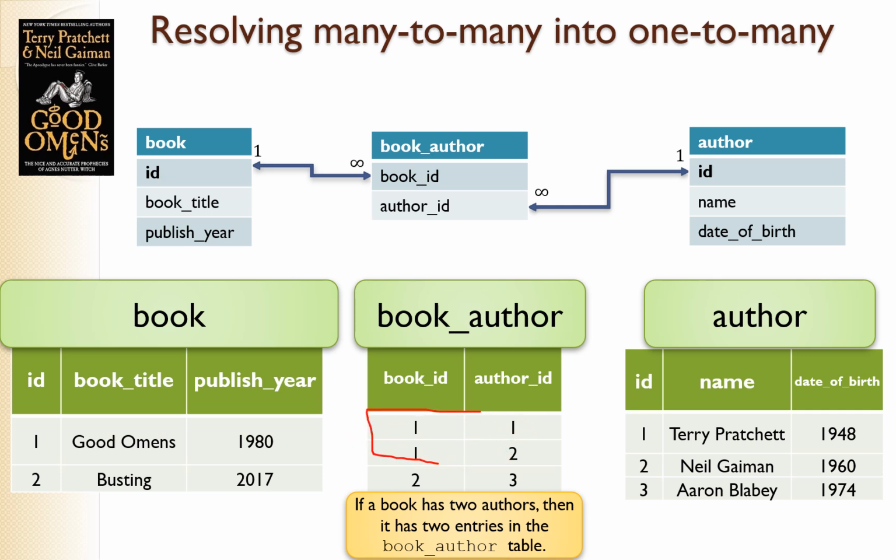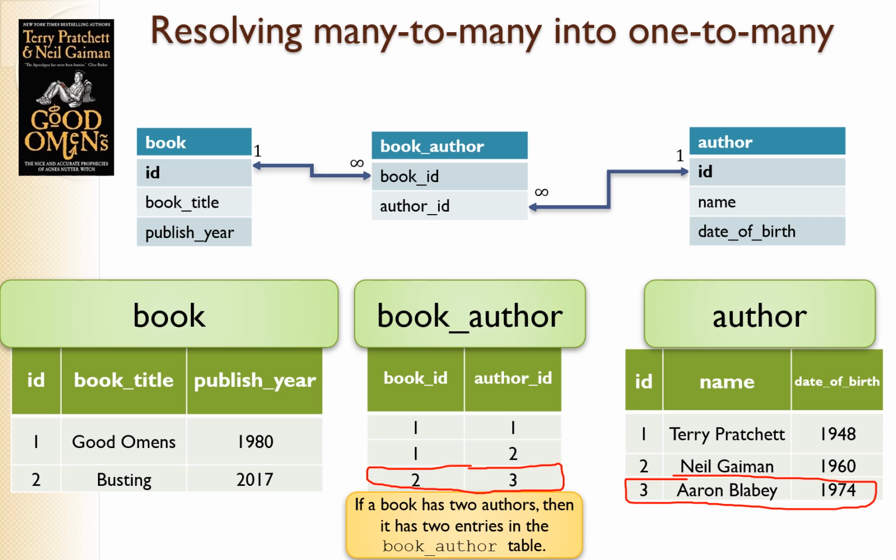We can look in this table to see which rows have a book ID of book number 1 and find the authors for book ID number 1. Note that it has 2 rows in the book author table because it has 2 authors. This book here, book number 1, has 2 rows in this table. We can also answer questions like, which books did Aaron Blabey write? Well, Aaron Blabey is author number 3, and he wrote, let's look at book author, author ID equals 3, he wrote book number 2. Book number 2 is Busting.